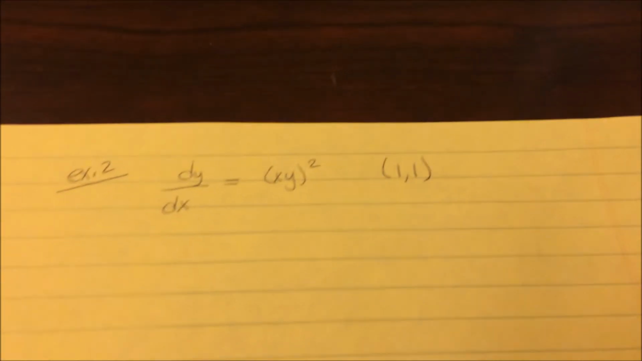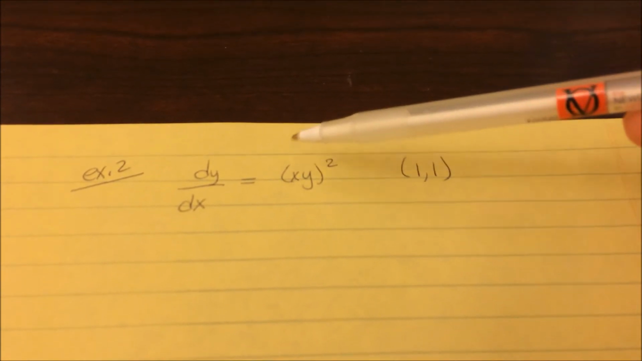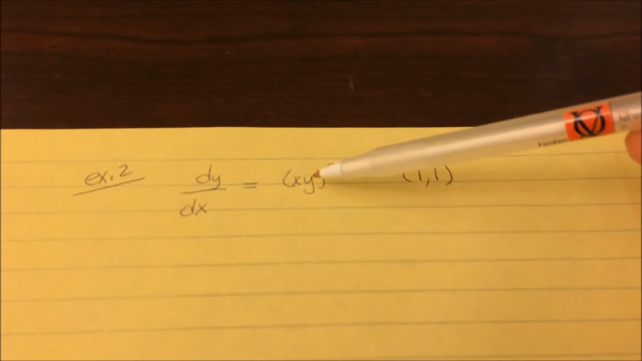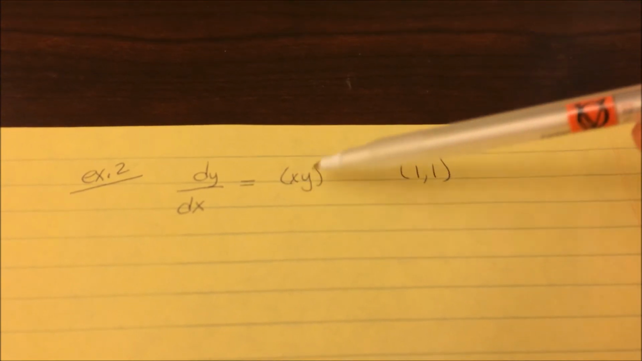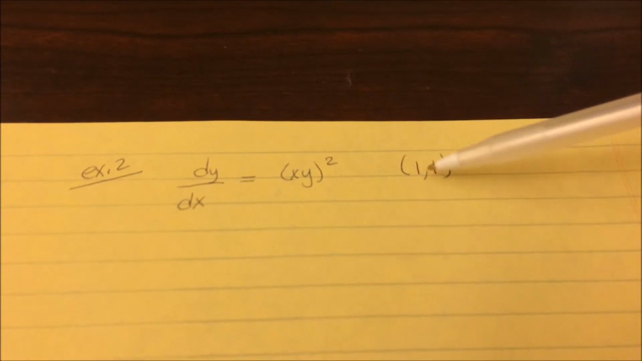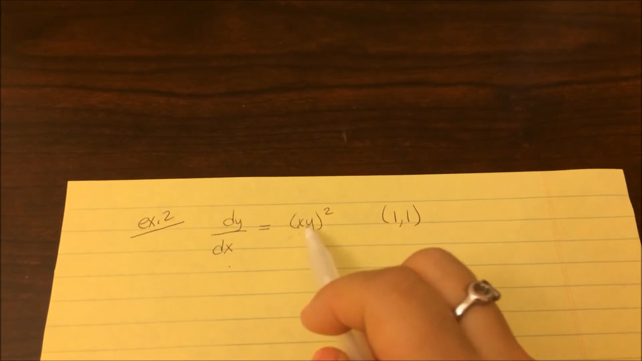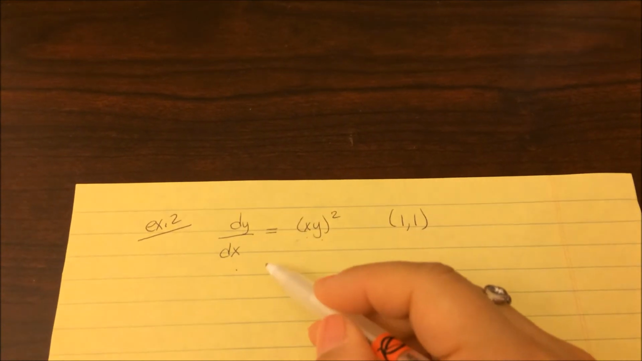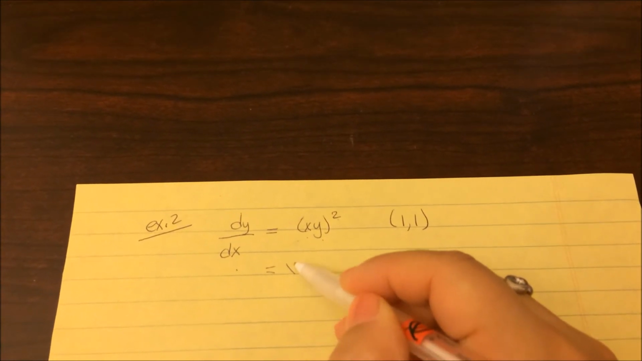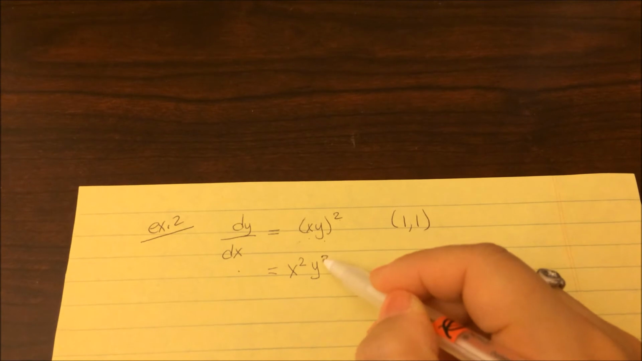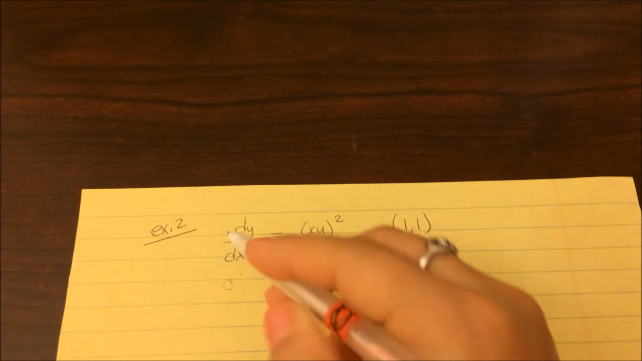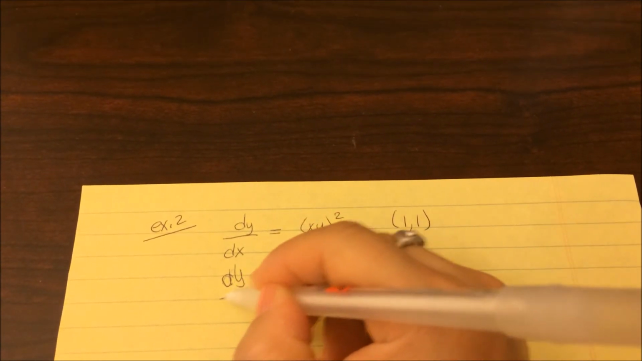Okay, let's try another problem, and let's go a little bit more challenging problem here. So what I have then is dy over dx is equal to the quantity x times y, squared, and then the condition of 1 and 1 right here. Okay, now to simplify this, because again eventually what we want to do is separate the x and the y. I'm going to distribute this 2 into each part right there, and we're going to get x squared right there and then y squared right there, and we'll just keep it as dy over dx right there.